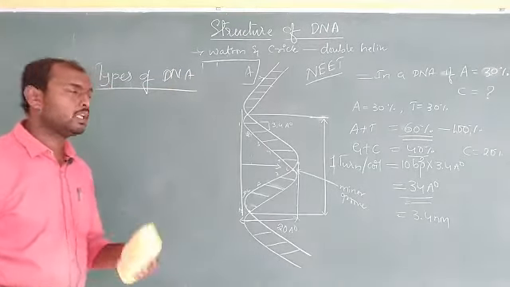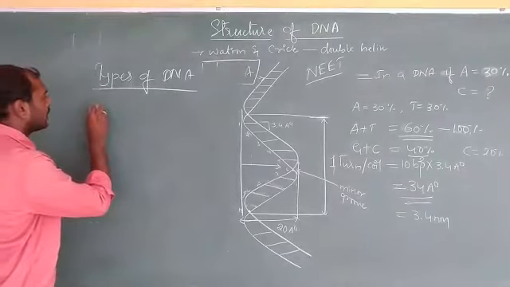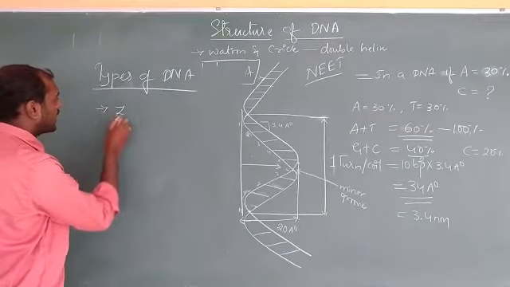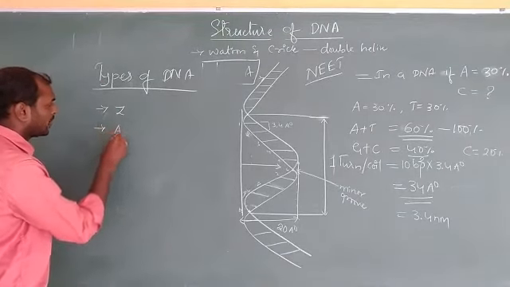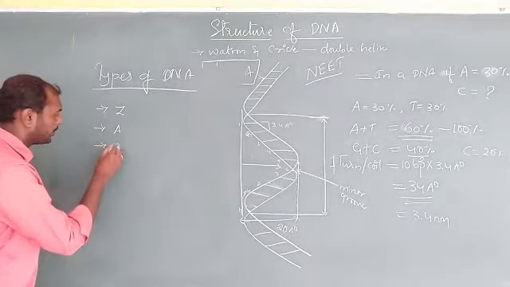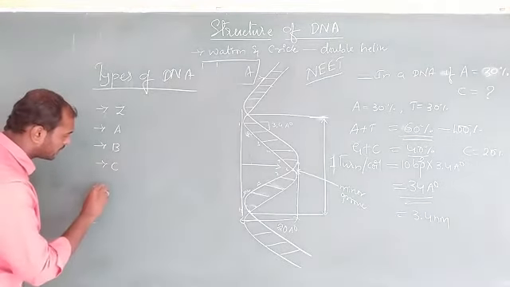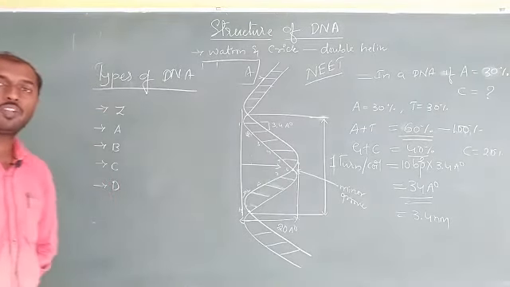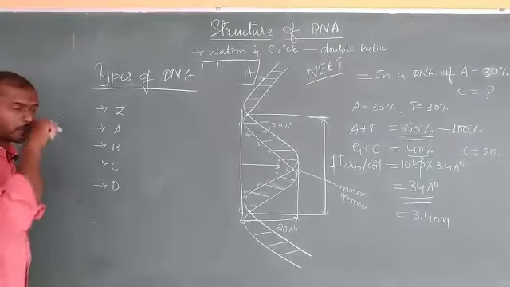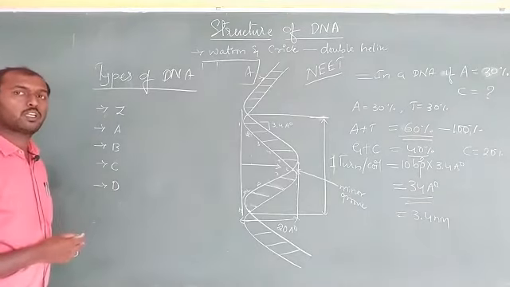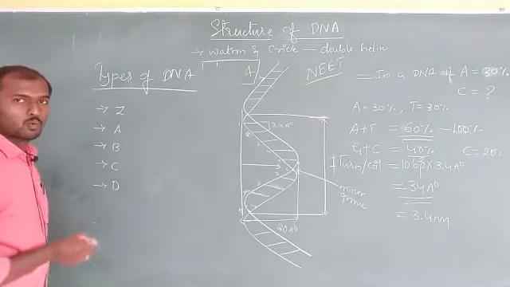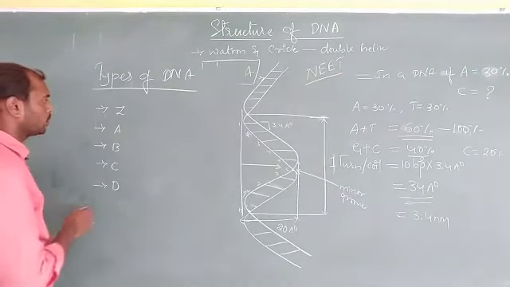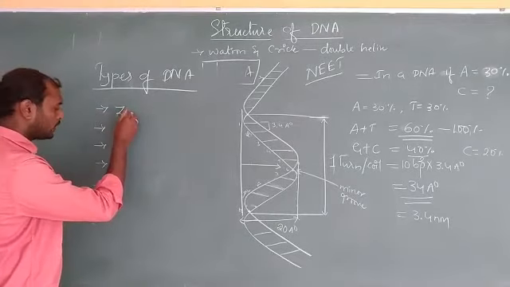So mainly the DNA types are Z, A, B, C, D. Okay, so there are 5 types of DNA that we can see in nature. Some of them we can prove experimentally. So that is the different kinds of DNA we have.